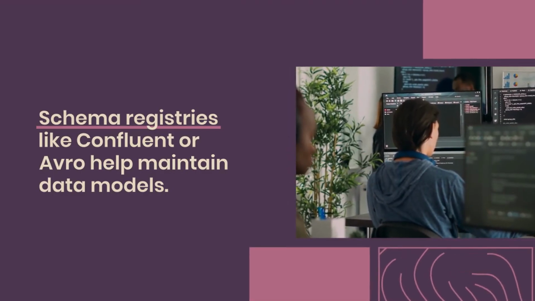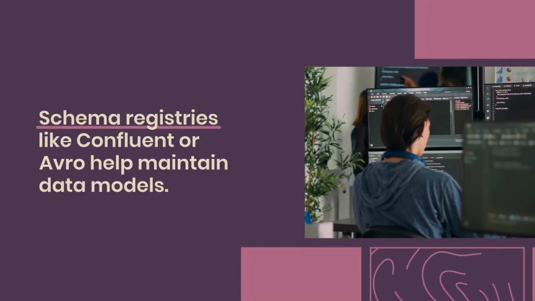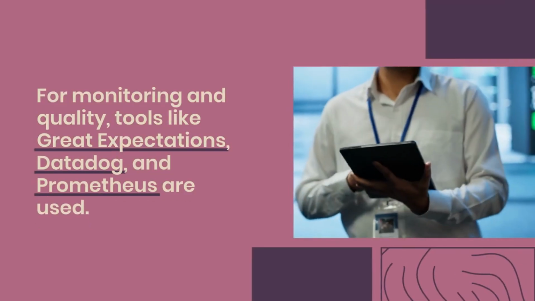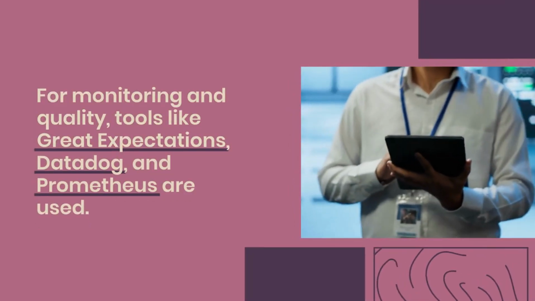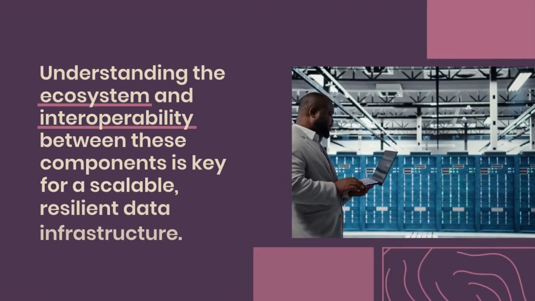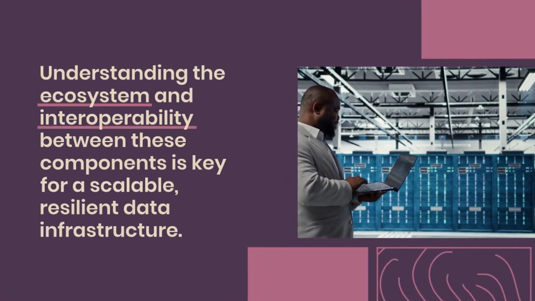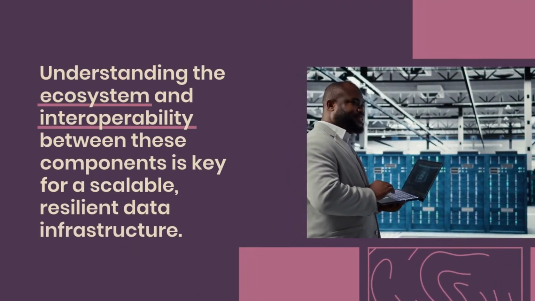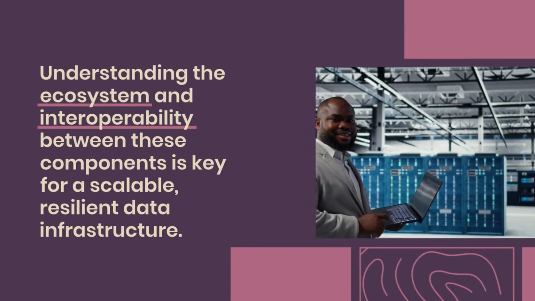Schema registries like Confluent or Avro help maintain data models. For monitoring and quality, tools like Great Expectations, Datadog, and Prometheus are used. Understanding the ecosystem and interoperability between these components is key for scalable, resilient data infrastructure.